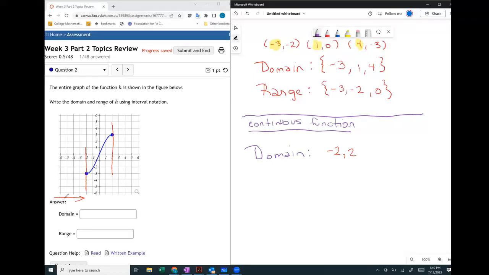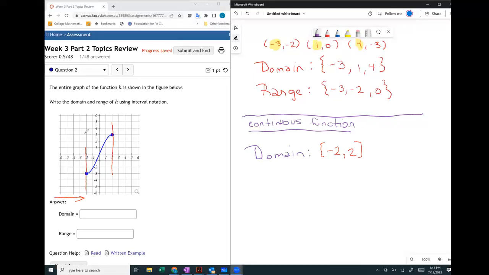So now I look at my endpoints. My endpoints are both closed circles, which means I use square brackets. If one of them was open or both of them were open or any other combination, open circles get parentheses, closed circles get square brackets.